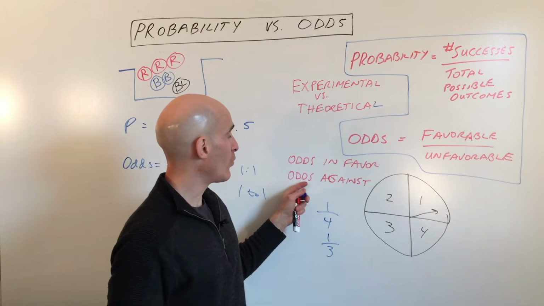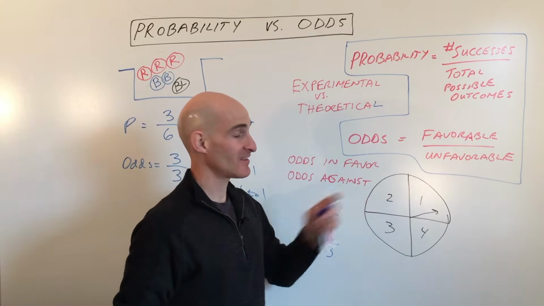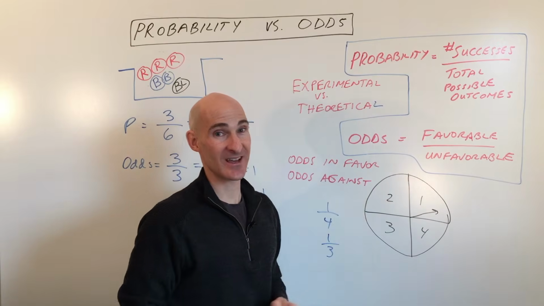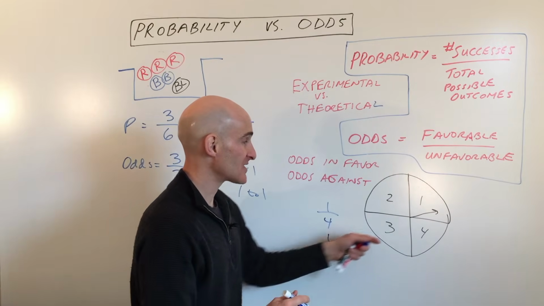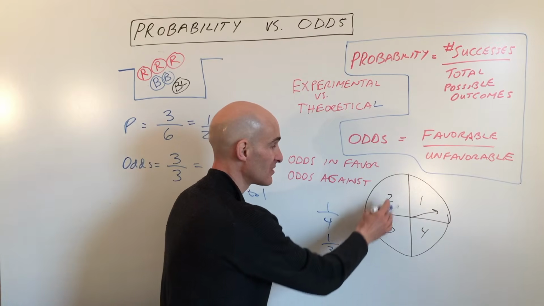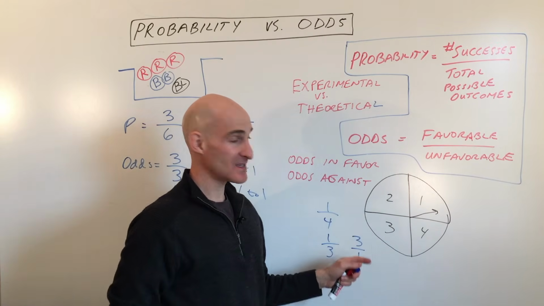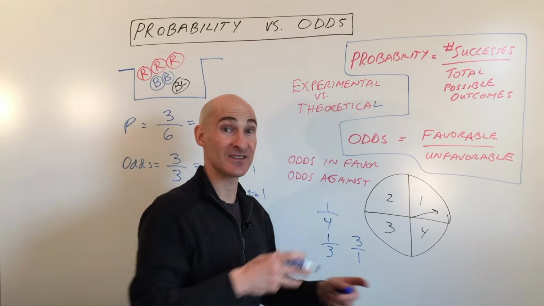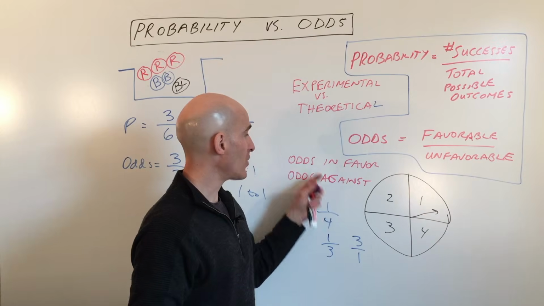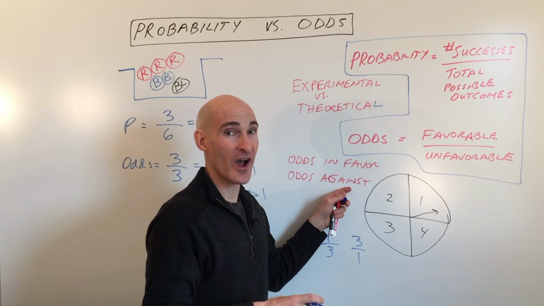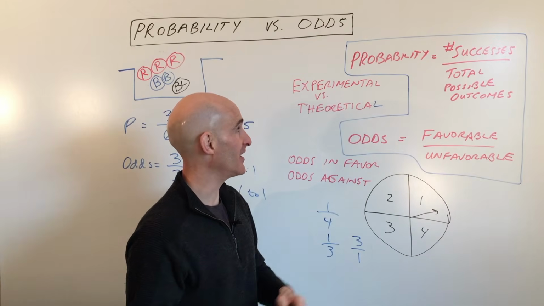Okay, now let's switch it up a little bit. Let's say we want to find out what are the odds against landing on the number 2. So now the odds against means we don't want to land on 2. So what are the chances that we don't land on 2? Well, there's 3 non-2s to 1 two. So the odds against would be 3 to 1. Notice it's the reciprocal of the one that we did, odds in favor. So odds in favor is what you want to what you don't want. Odds against is what you don't want to what you do want, okay?